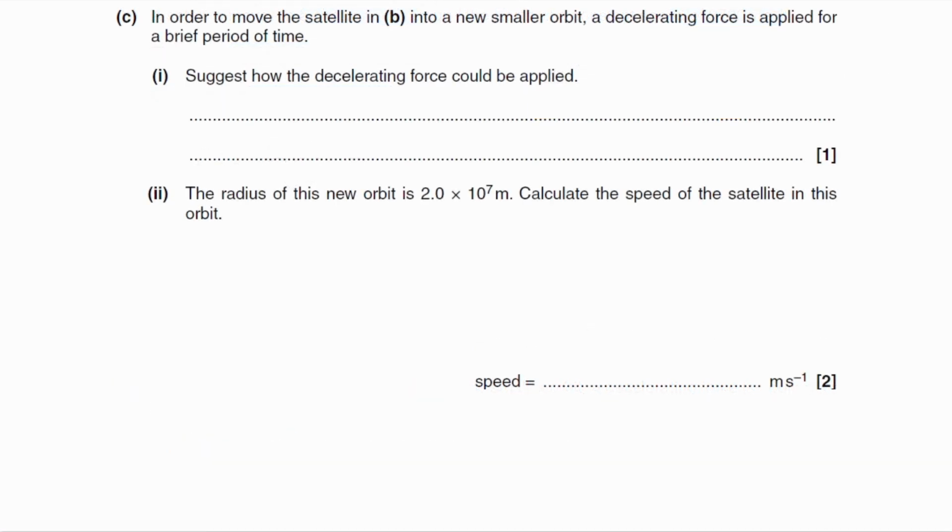For part C, in order to move the satellite in B into a new, smaller orbit, a decelerating force is applied for a brief period of time. Suggest how the decelerating force could be applied. So, if the spacecraft ejects some mass in the same direction in which it's traveling, so in the forwards direction, that will apply that decelerating force.